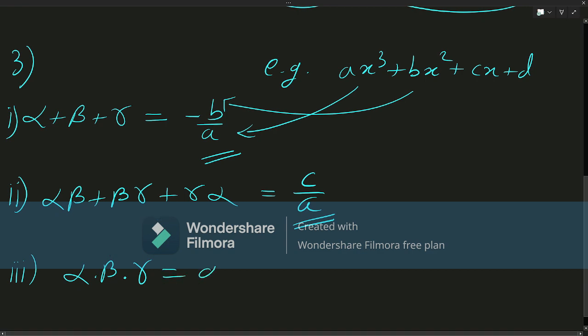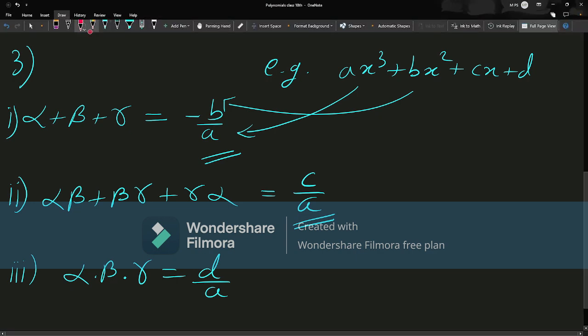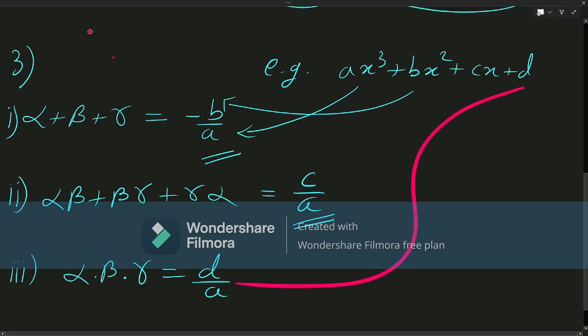So the formula will be d upon a. Now you might be wondering, what is d? D is this number. Wait, let me do it with the red pen. Here you go. This is d, the last number, the constant. Sorry, it should be the constant polynomial. Now you are going to take the constant and put it in the numerator, and the value of a, whatever it may be, just implement it. That's your answer.